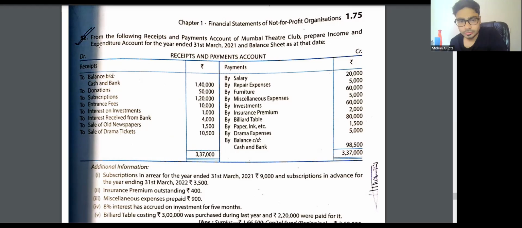It's an asset. Dhruv, for assets, what is the expense that we book in income and expenditure account? Yes, depreciation. So whenever there is an asset, always look out for depreciation. In our example, furniture has no depreciation given. For billiard table also, there is no depreciation given. If there was any depreciation, we would have noted that down on the expense side.